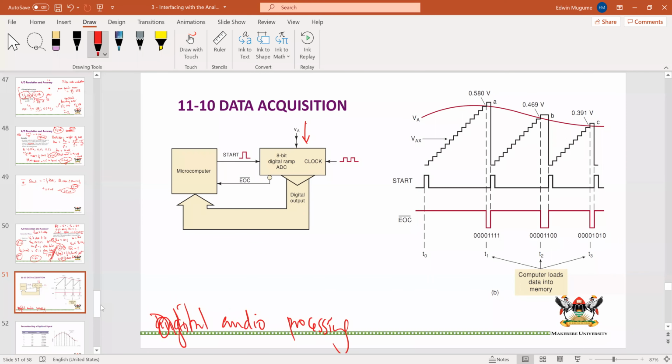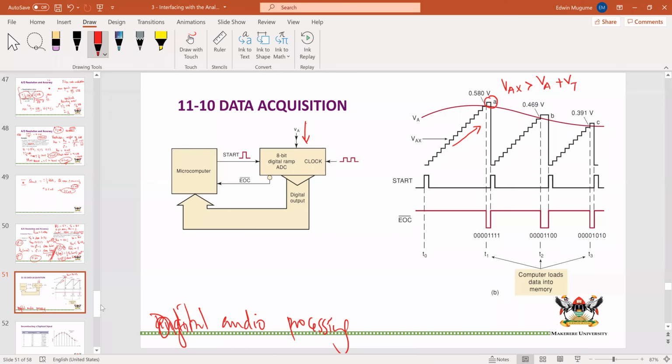Remember, this input analog signal is now a music. It is like voice or music. It is changing. And so it can take a sample and begin to change that sample to convert it into digital. And you can see that when it receives the start signal, it begins to jump. It begins to go through the staircase until that requirement that VAX should be greater than VA plus VT is met. That's why it goes slightly above it. When that is met, the EOC goes 0.